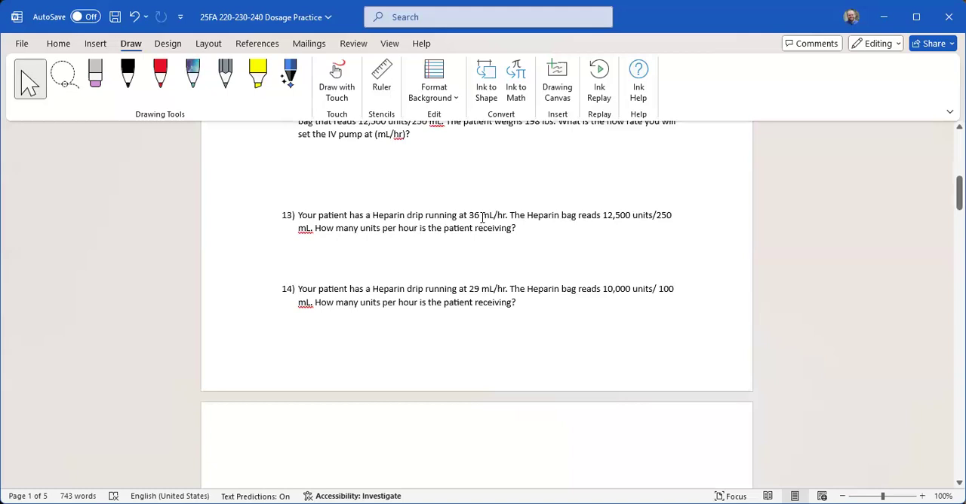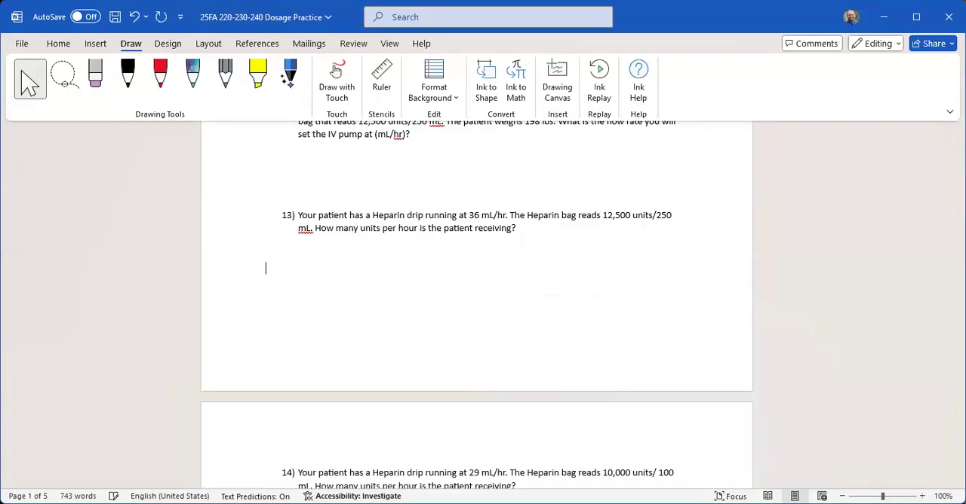For this one here, this is where we already know what the flow rate is, 36 milliliters per hour, but we want to convert it to units per hour. So this is one of those questions that I feel like it's more of an ATI question that you'll see, but I'll go ahead and work through this one since it's the next one here that might give you some troubles, but I think you'll be okay.